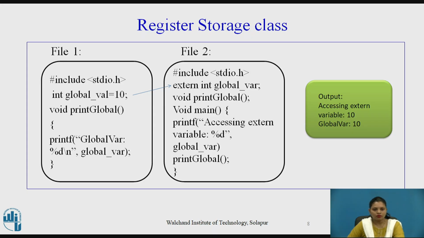The function display global is also defined in file 1 and declared with the external storage class in file 2. In the main function, a printf statement is executed, printing accessing external variable and displaying the value 10. Next, the display global function from file 2 is called, which in turn calls the display global function from file 1. The function prints the value of global variable, which is 10. The output of the program is accessing external variable 10 and global var 10.